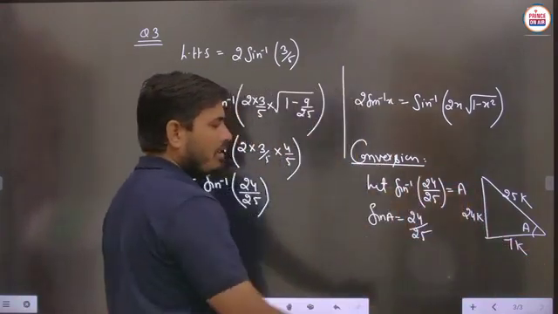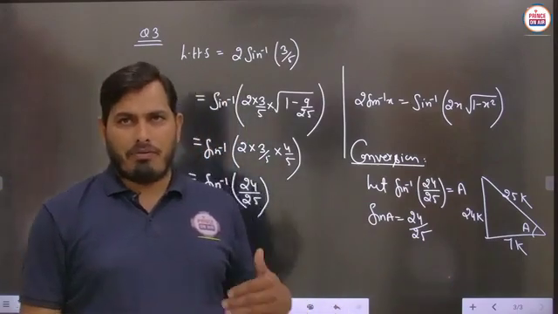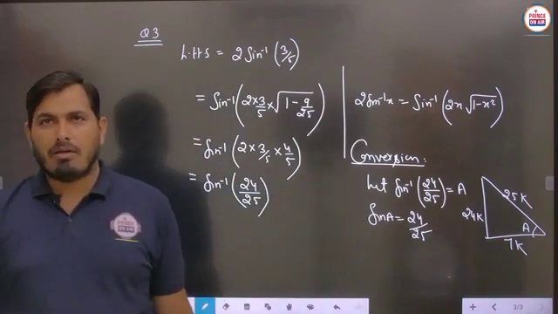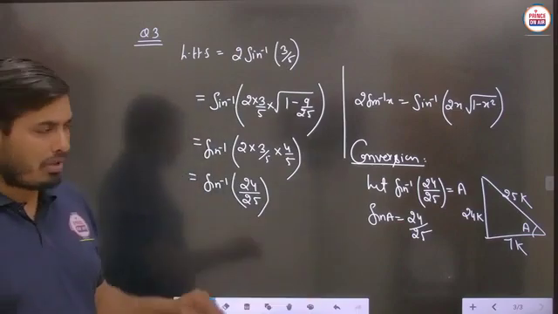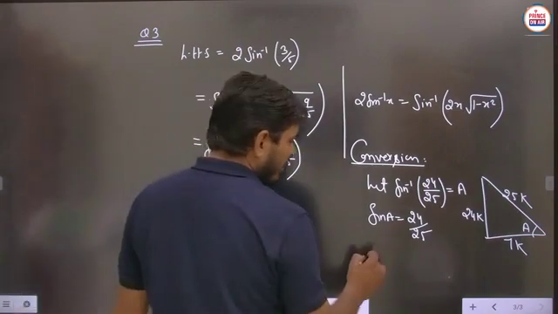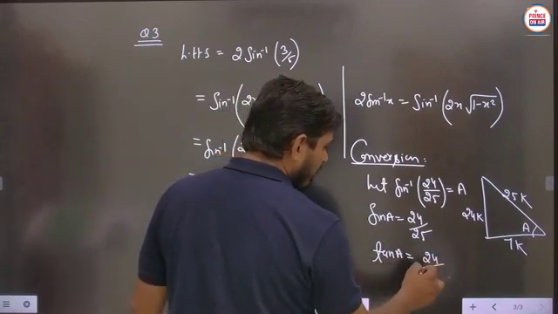These are some standard triplets of a right angle triangle, like 24, 25, 7 and 3, 4, 5. We have to keep this in mind so that the calculation part becomes very easy. Now from this triangle, can you write down the value of tan A? So tan is 24 divided by 7.